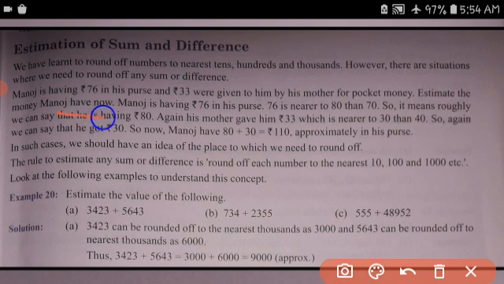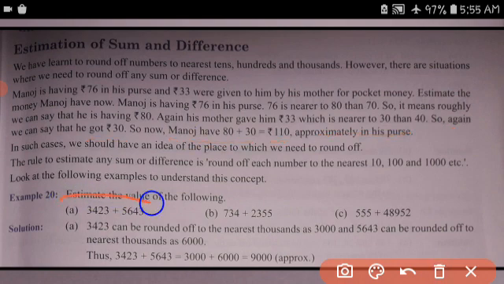Estimation: Manoj has 76 rupees in his purse. 76 is nearest to 80, so roughly we can say 80 rupees. Mother gives 33, which is nearer to 30 than 40. So again we can say 30 rupees. Manoj has 80 plus 30 is equal to 110 rupees approximately in his purse.